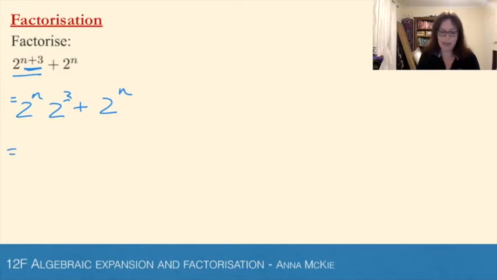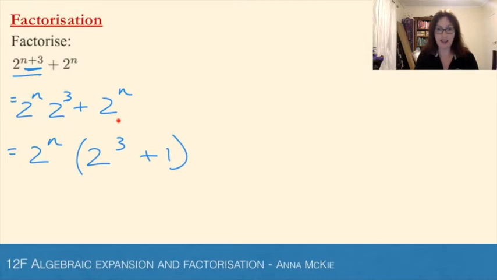So that's the technique. Now we can take out a common factor of 2n, and seeing what we're left with in each term, please make sure you put the plus 1 here. Don't think you've taken that out so there's nothing left over.